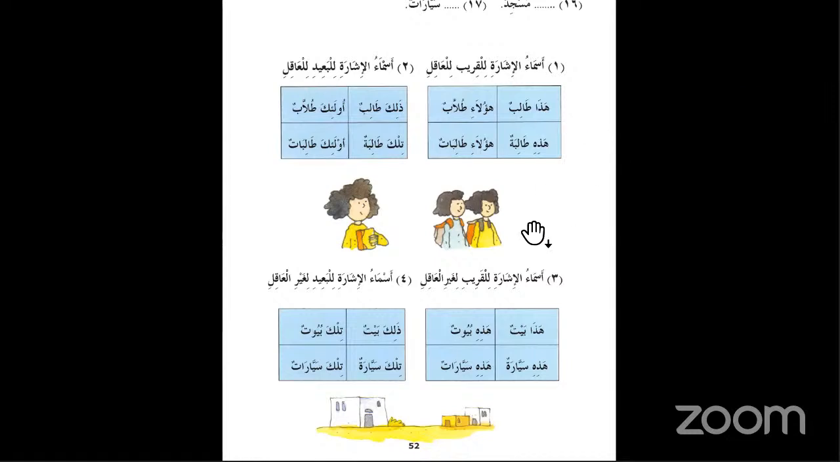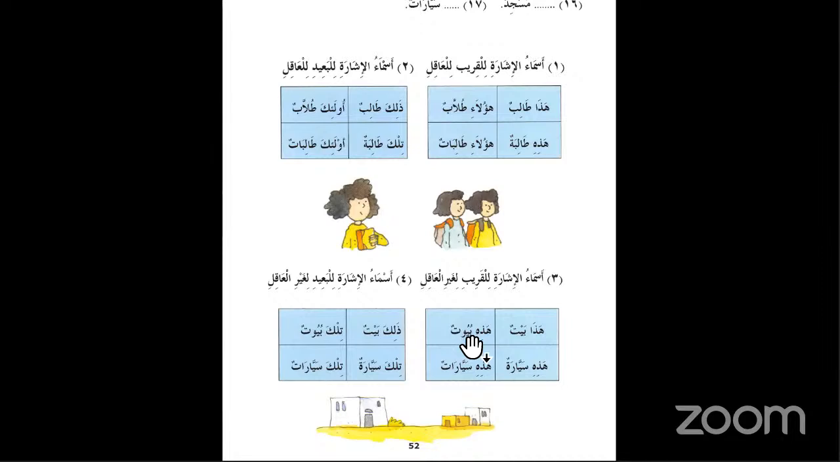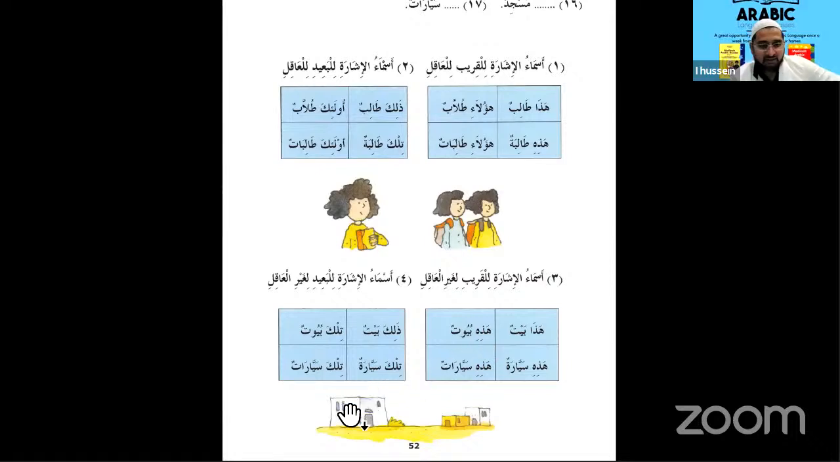Okay. هذا بيت, this is a house. هذه بيوت, these are houses. So normally this is a houses. It makes no sense. These are houses. So why would it be feminine? هذه, I'm a bit confused there. Yes, that's the reason why I asked you.